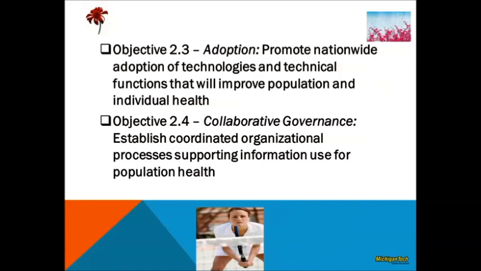The last one is almost similar to the first one. Okay, just one is used for the patient care. One is used for the population health. Okay, so that's all. We just finished.